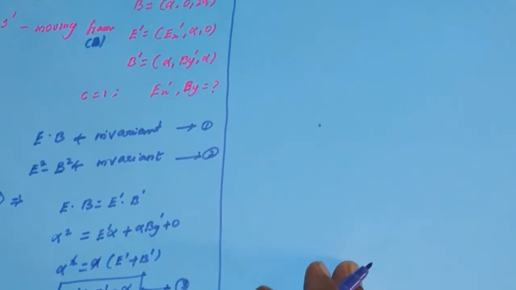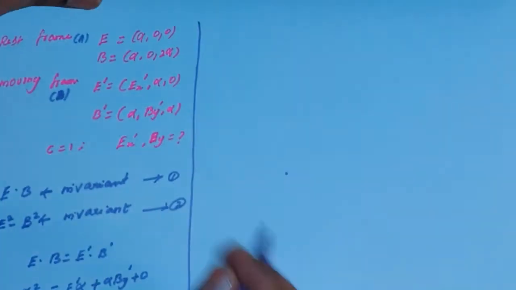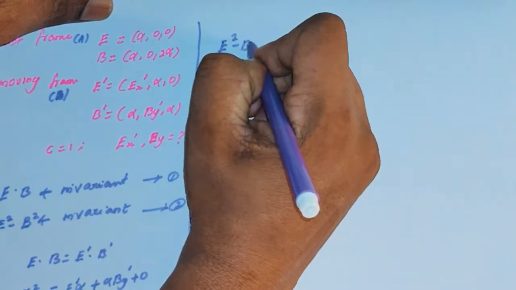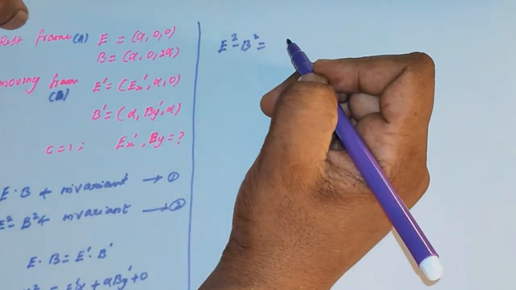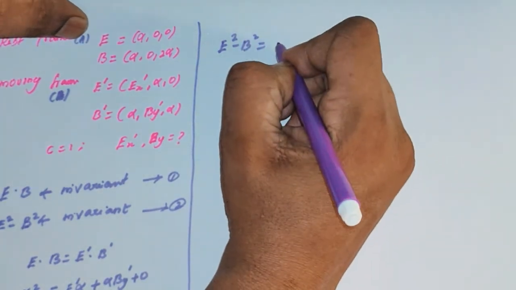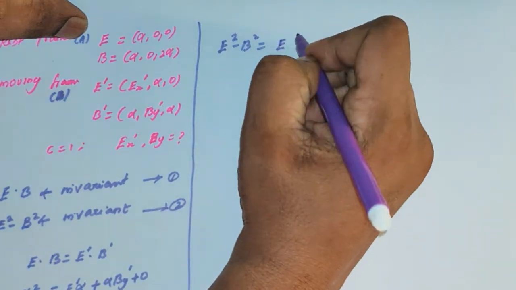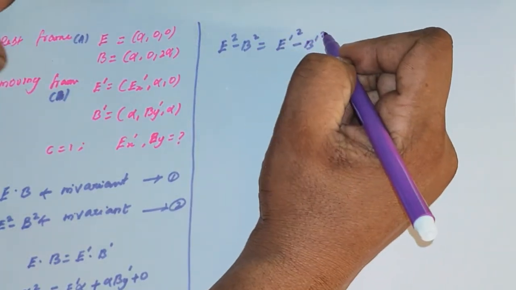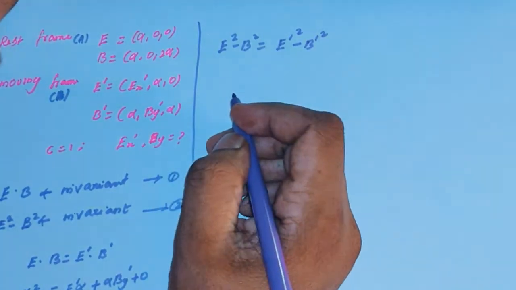Next, we are going to use another invariant quantity. That means E square minus B square in the first frame, the S frame, the rest observer A, would be equivalent to the measured E square minus B square by the observer B in the S prime. So these two quantities are equal.